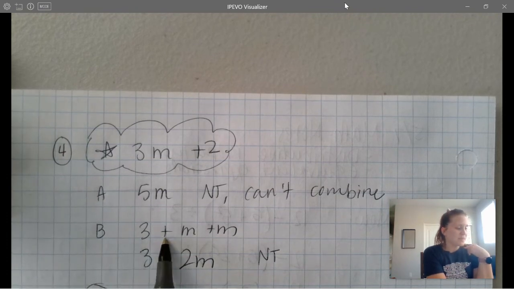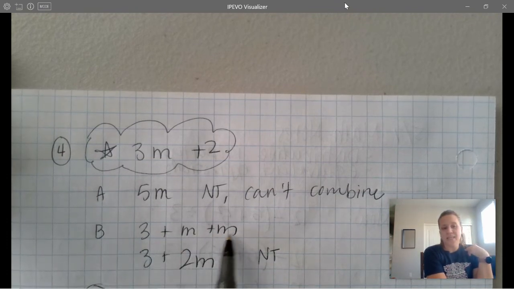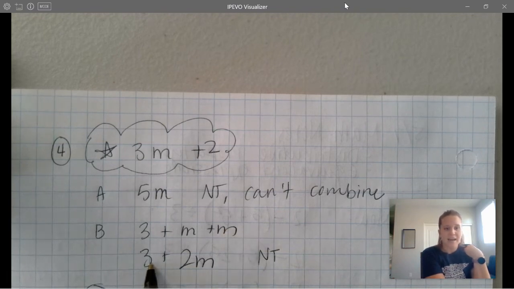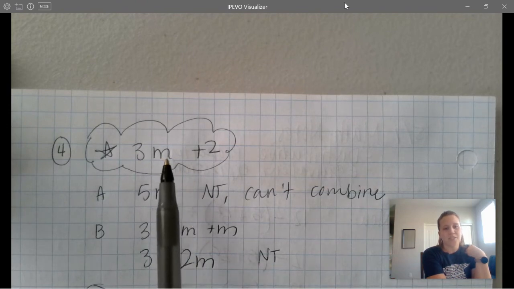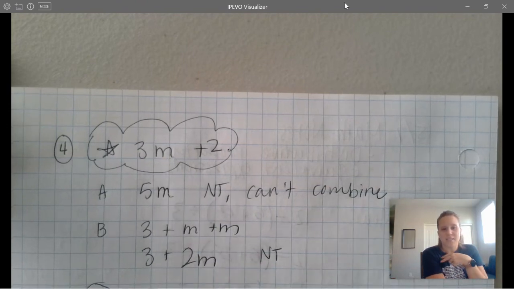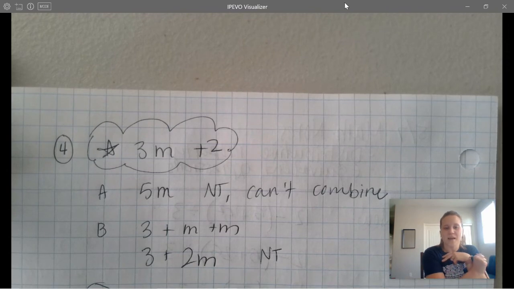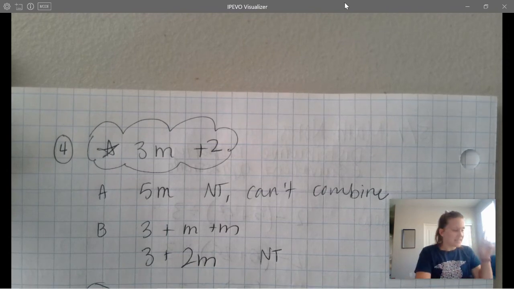B said 3 plus m plus m. I simplified that expression by combining like terms, and I got 3 plus 2m. That's not the same as 3m plus 2. It looks like the coefficient and the constant got switched around, so B is not true. Still looking for 2 correct answers.